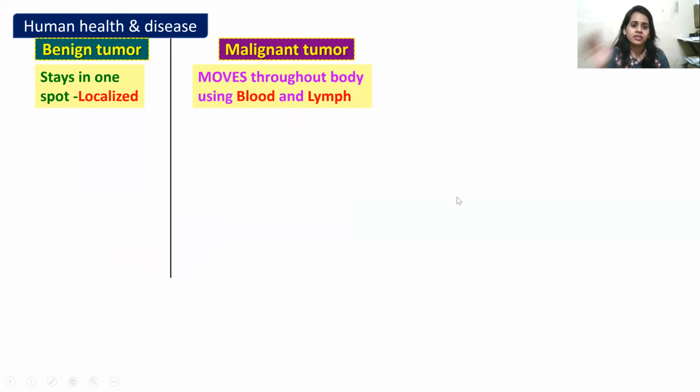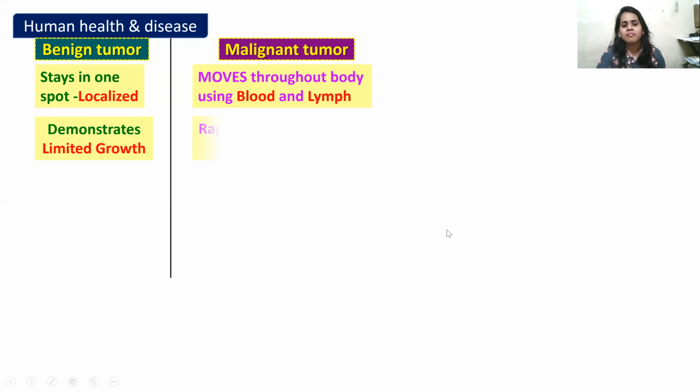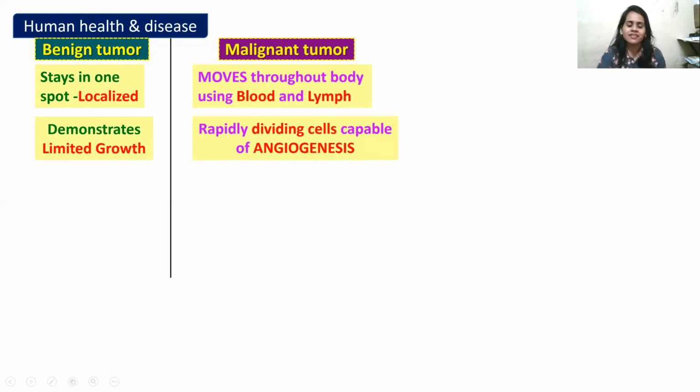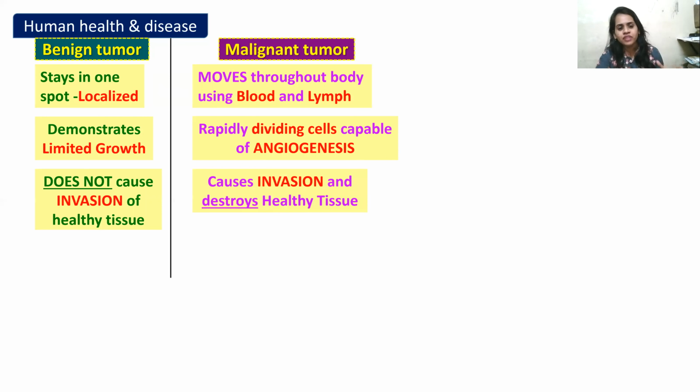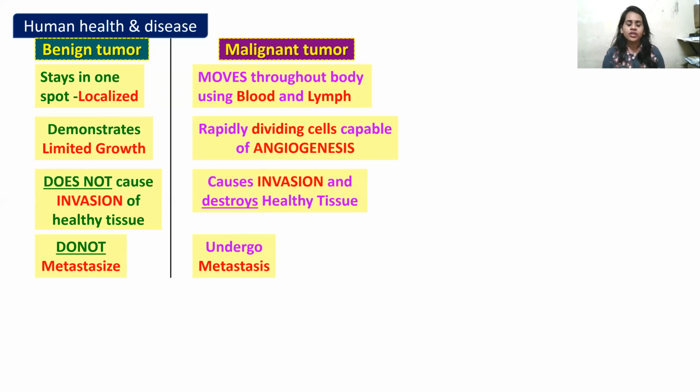So now let us classify, let us differentiate between the benign and malignant tumor. So benign tumor is one which stays in one spot. Malignant is one which moves throughout the body using blood and lymph. So benign will show limited growth. The malignant one will rapidly divide, and it can be capable of angiogenesis. Benign will not show invasion, malignant will show invasion, and benign does not undergo metastasis, while malignant will undergo metastasis. So these are the two different types of tumor which you can see in case of cancer.